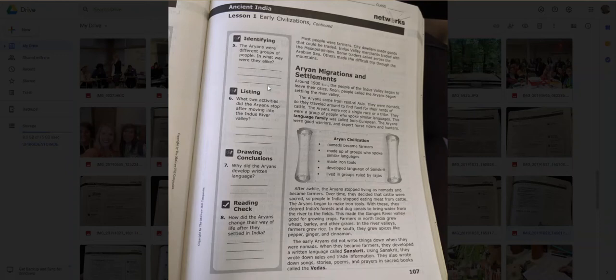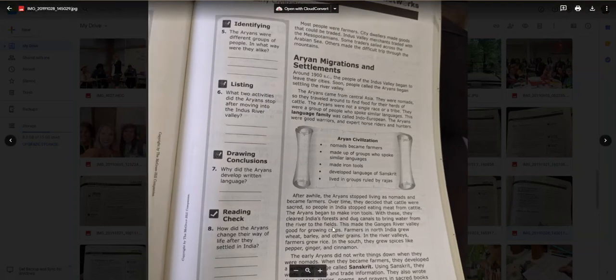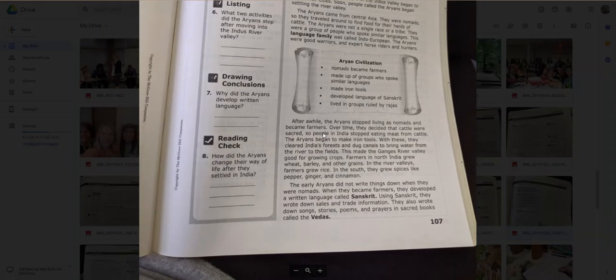Number 5, the Aryans were different groups of people. In what way were they alike? Well, they had the same language family, right? And they were also nomads who eventually became farmers. They were made up of groups who spoke similar languages. They made iron tools. They developed the language of Sanskrit together, and they lived in groups ruled by rajas. So that's number 5 is all up in here, okay? Number 6 is coming up.